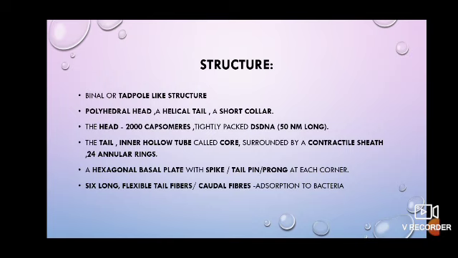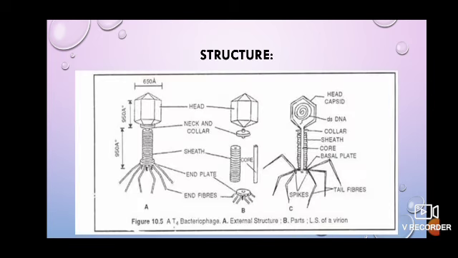Now coming to the structure of the T4 phage, bacteriophage. The virion of T even phage is binal or tadpole-like structure with a polyhedral head. As you all can see, there is a polyhedral head connected to a helical tail through a short collar. The head is composed of about 2000 capsomeres and it encloses a tightly packed double-stranded DNA, dsDNA, around 50 nanometers long.